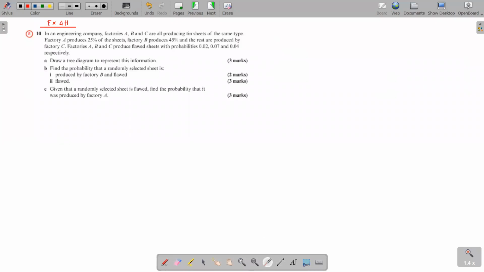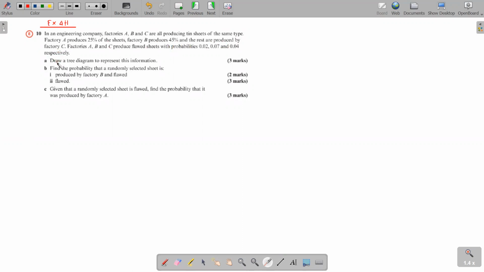All right, guys. So we'll move on to another question in exercise 4H. Question number 10. They say in an engineering company, factories A, B, and C are all producing thin sheets of the same type. Factory A produces 25% of the sheet. Factory B produces 45%, and the rest are produced by factory C.